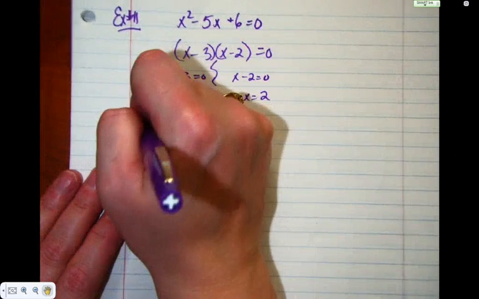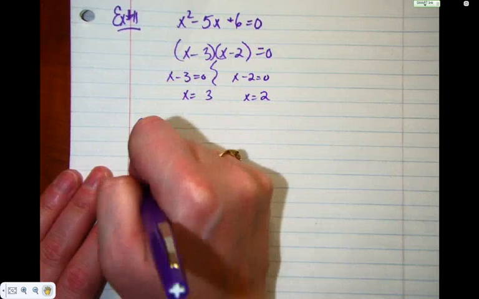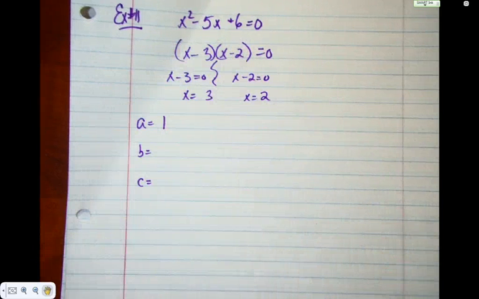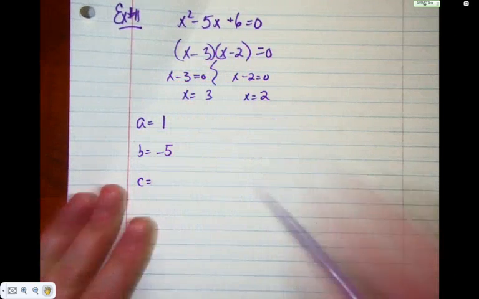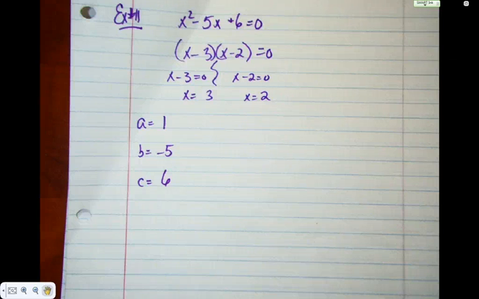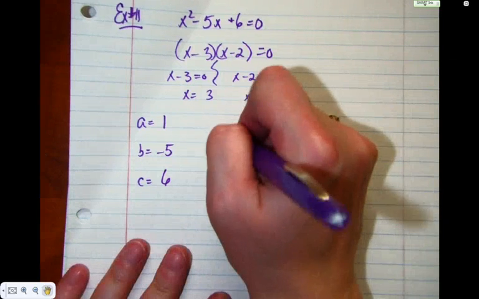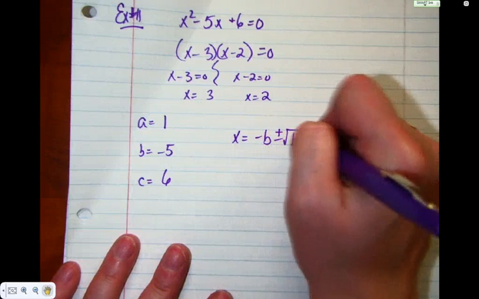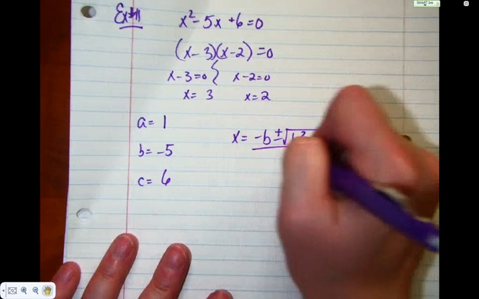So quad formula talks about this A, B, C, and those are just the coefficients in order. A is always the coefficient of the x squared, which in this case is 1. B is the coefficient of x, which in this case is negative 5. And C is the constant, which is 6. The formula is x is equal to negative b plus or minus the square root of b squared minus 4ac divided by 2a.